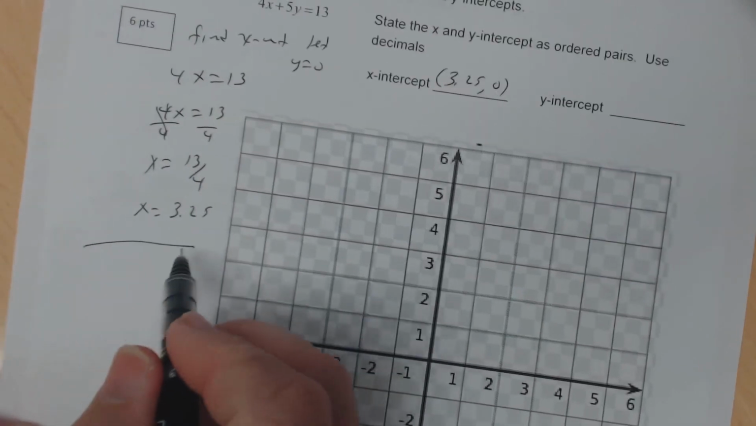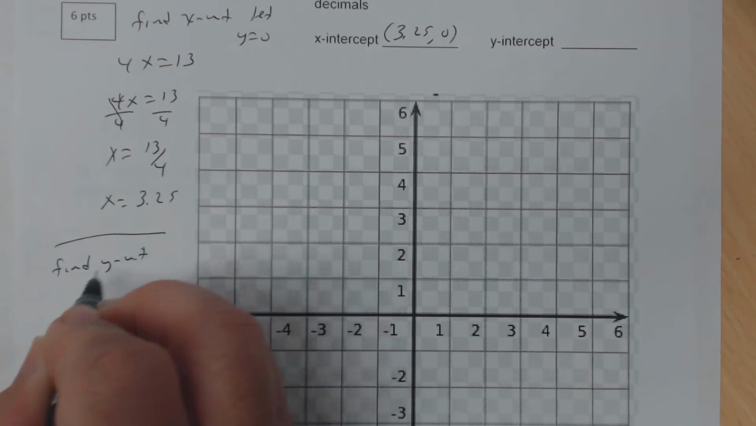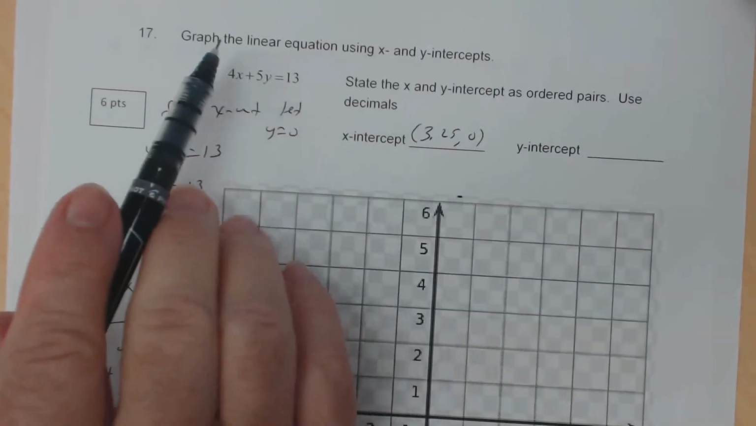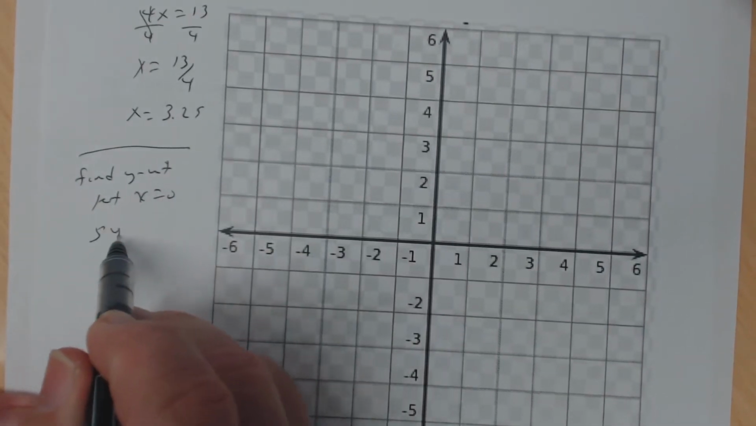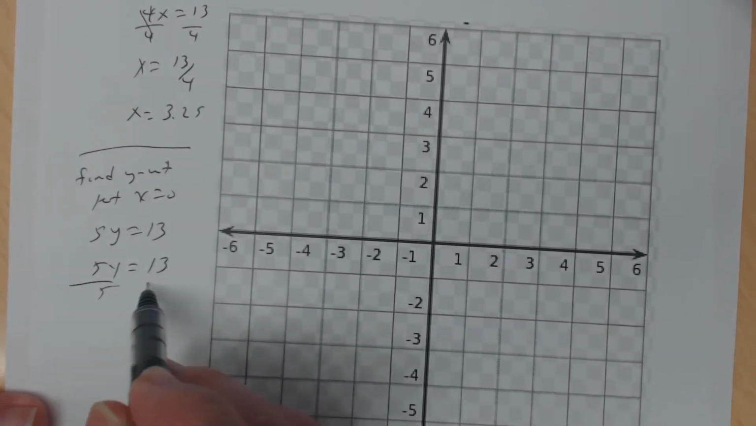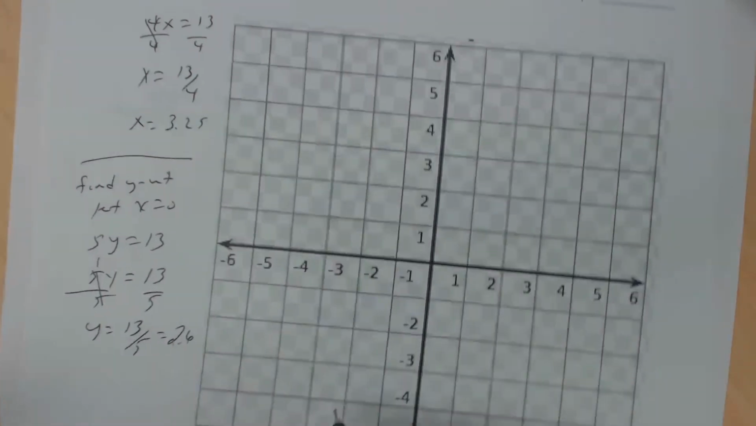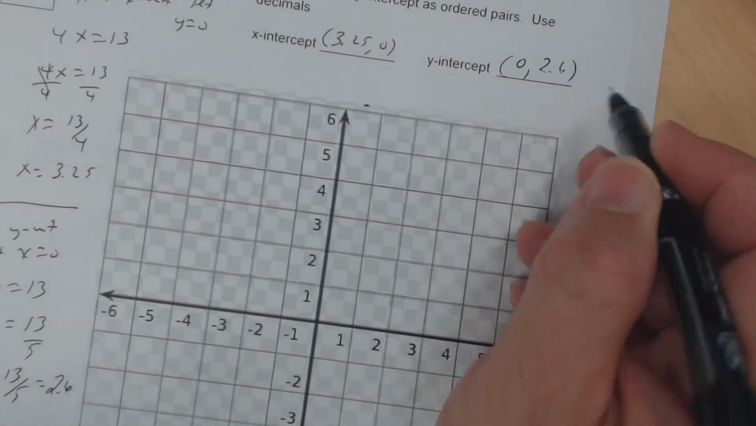Now to find the y-intercept, you're going to let x equals 0. So if x is 0 this time, 4 times 0 is 0, so you're left with 5y equal 13. So if I divide both sides by 5, I get y to be 13/5, which as a decimal is 2.6. So my y-intercept would be 0, 2.6.